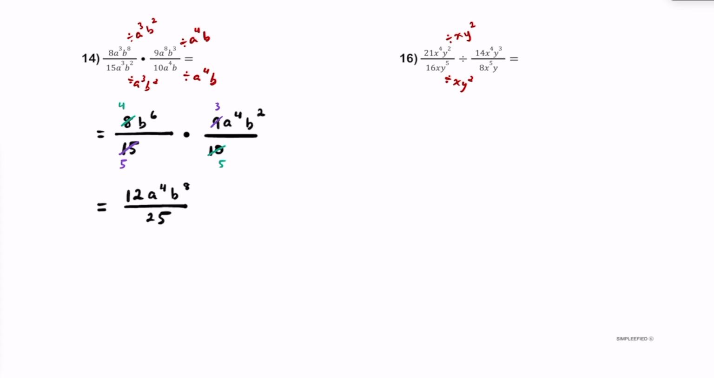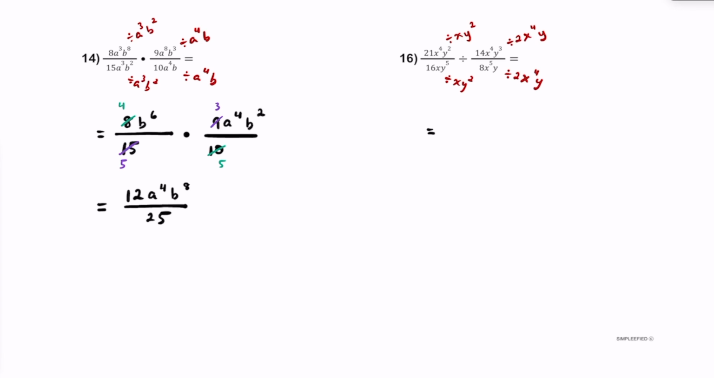And then for the second fraction here, for 14 and 8, they both can divide by 2, right? That's a common factor. They both have 4 x's in common, so x to the 4th power, and they both have 1 y in common. So we're going to go ahead and just divide both of these by their GCF of 2x to the 4th y.